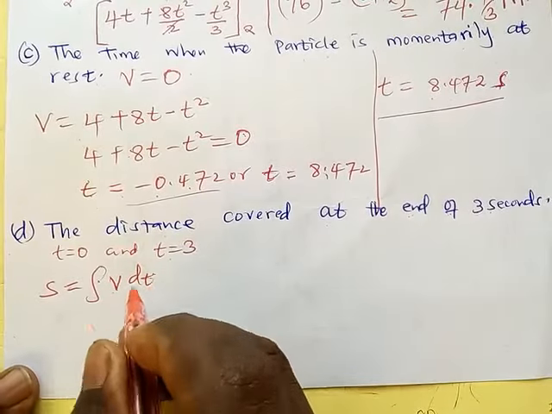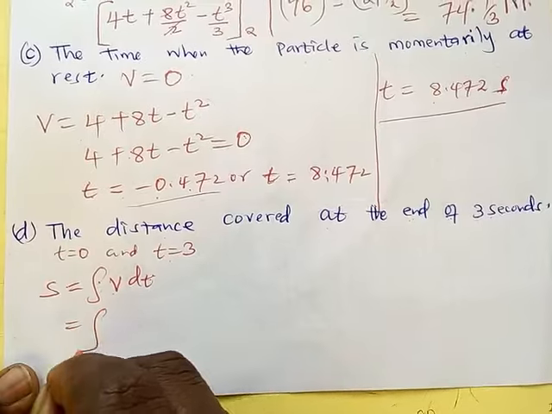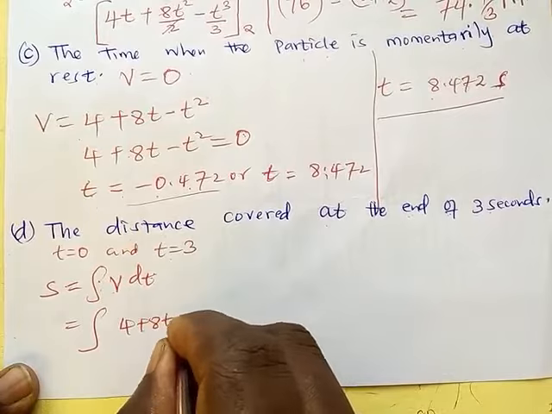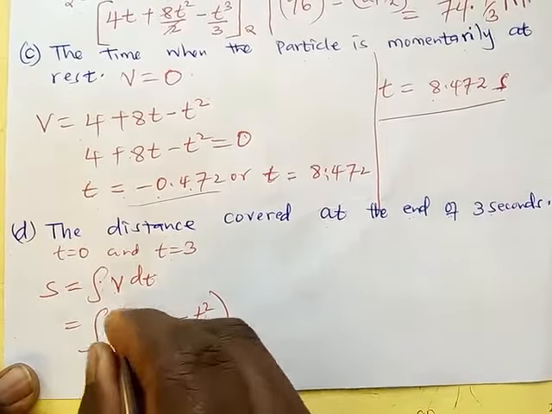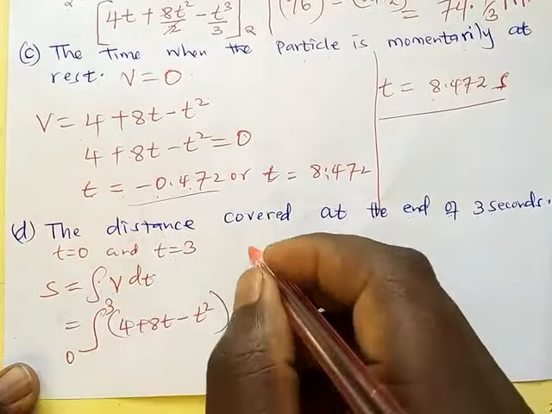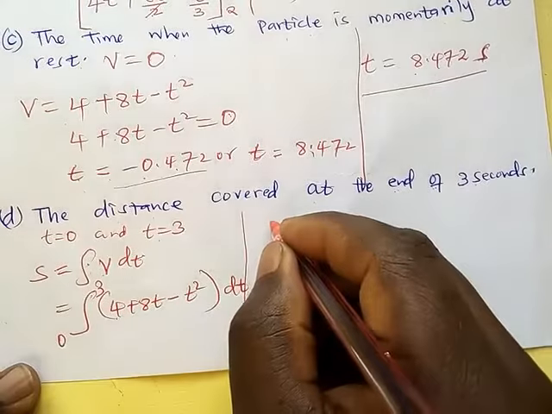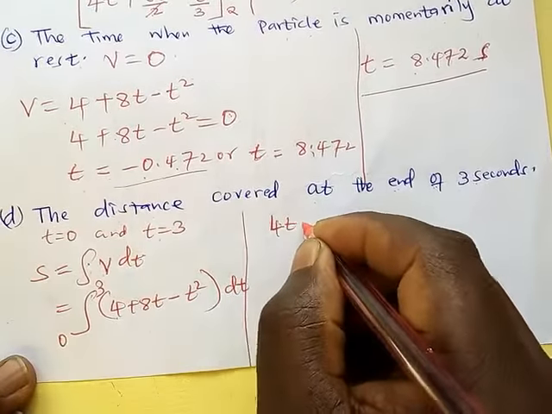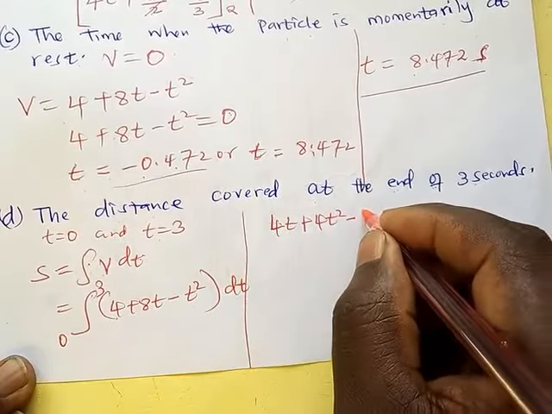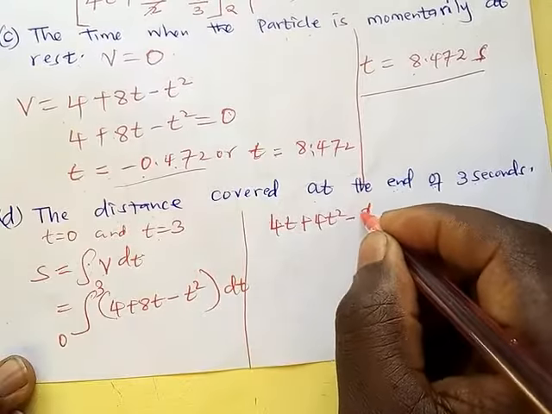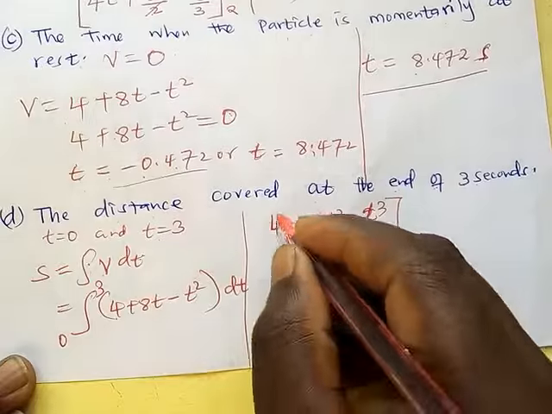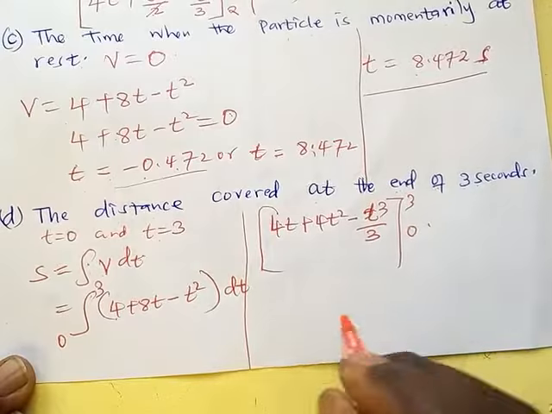We integrate velocity. Our velocity is 4 plus 8t minus t squared dt, but our limit is from 0 to 3. So let us integrate. This is going to give us 4t plus 4t squared minus t cubed over 3, with our limits 3 to 0.